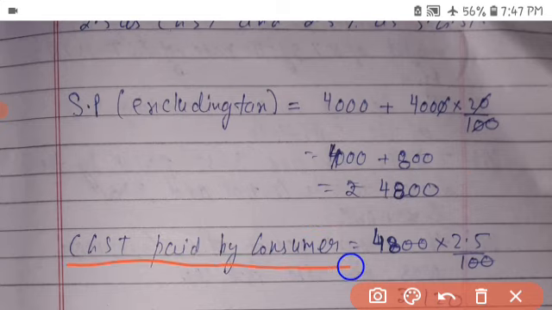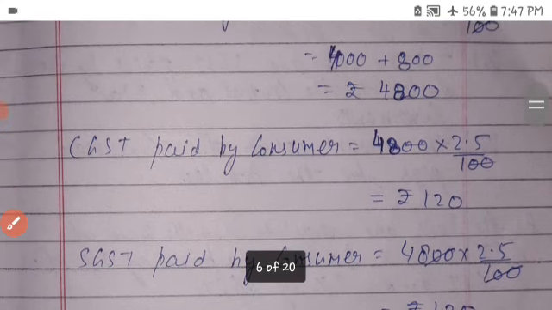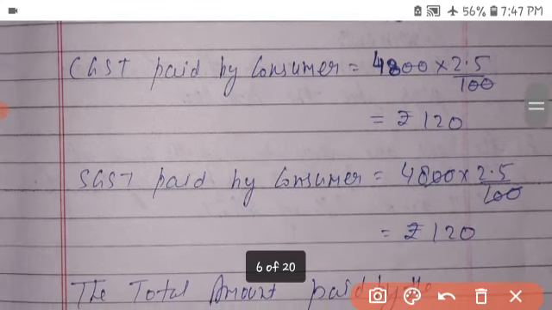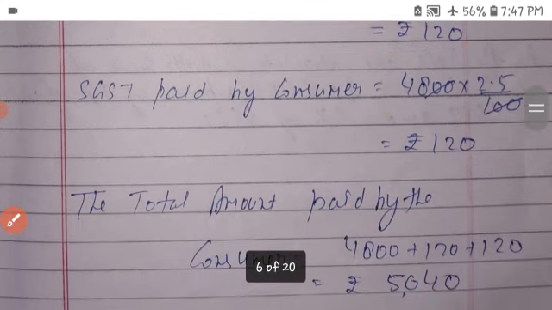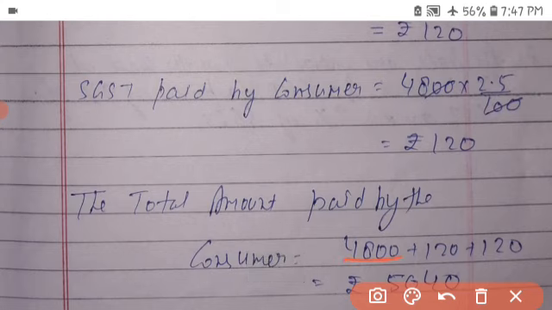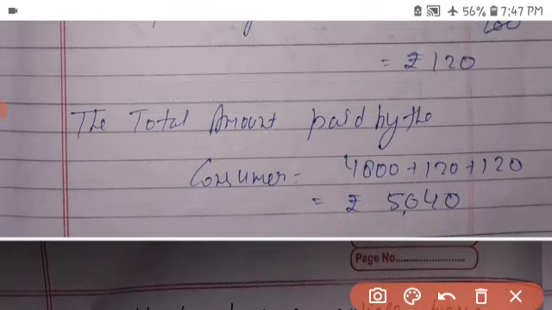Now CGST paid by the consumer is 4,800 into 2.5 upon 100. So the answer is rupees 120. SGST is the same, 4,800 into 2.5 upon 100, again rupees 120. So total amount to be paid is 4,800 plus 120 plus 120. Answer is rupees 5,040.